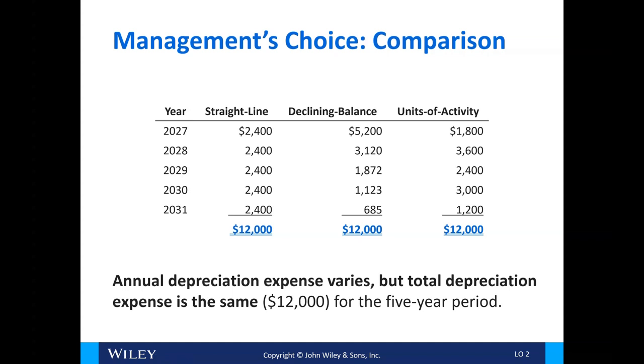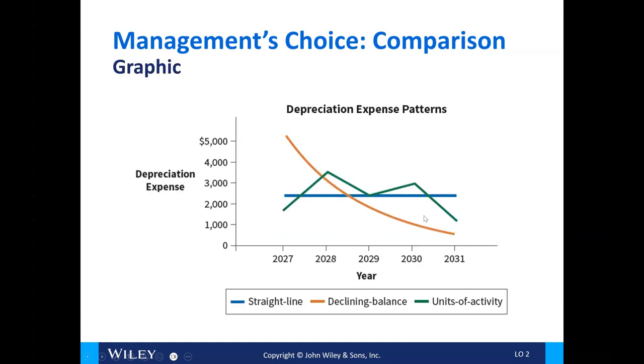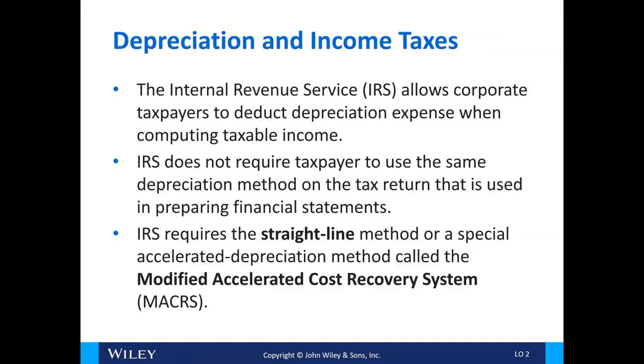And let's say that you continue to use the unit under the units of activity. You might continue to depreciate this, or at some point you might change the depreciation schedule. And if you did that, you would just need to advise your shareholders. Here's an example of how each one looks.